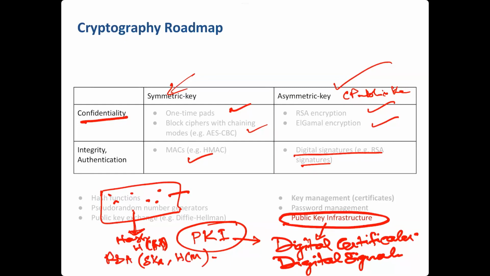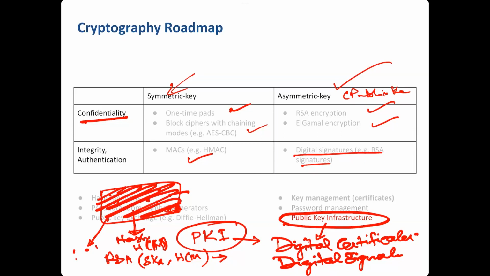Now the signature depends on what? Unlike your signature on a paper or a check, here the signature depends on the contents. If you change a single bit, then the signature will be different.